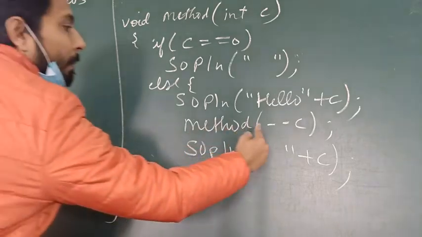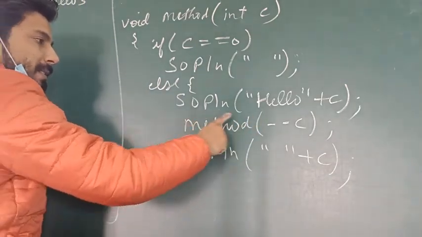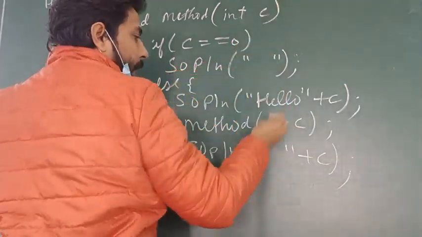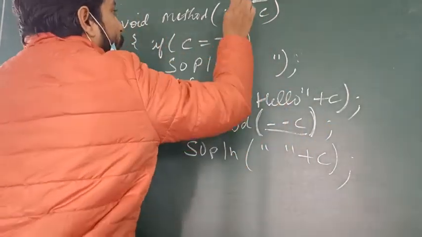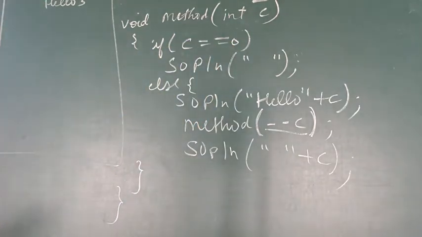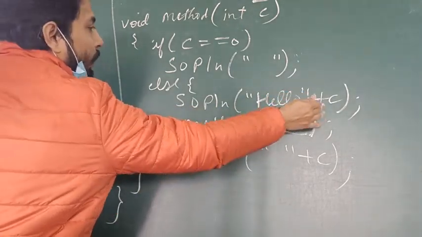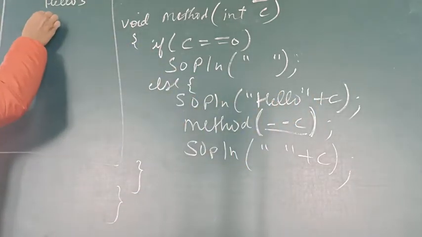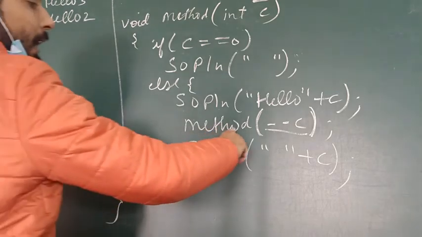Correct? Now method minus C. Method minus C means it is showing a recursion. It will call the function method where the value passed is 2. So the value of C equals 2 now. C equals 0, condition false because C equals 2. So 2 equals 0, condition is false. We will go again to the else part. In else it is written System.out.println hello C. So your answer will be hello 2 will go. Correct? Now after that, hello 2.